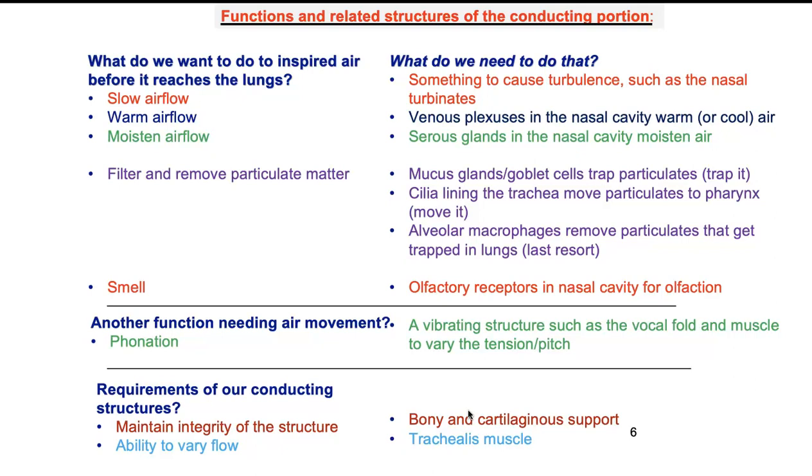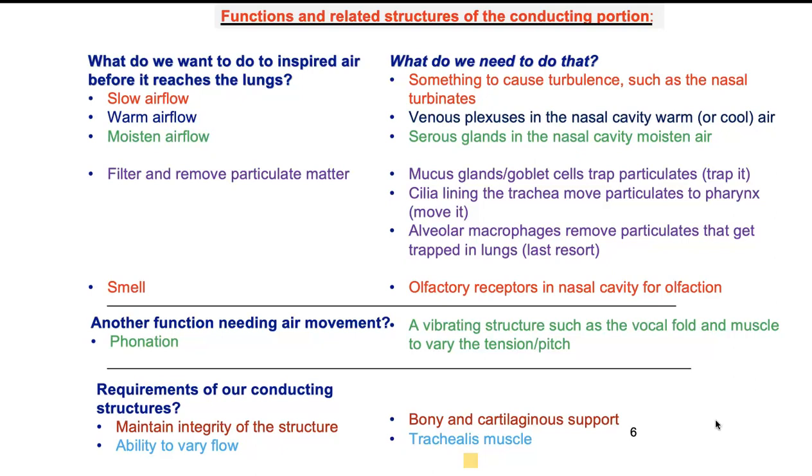And also you need to have support of the conducting structure, so you need bone and cartilage support, and also the trachea will play a role in the ability to vary flow of the air through the tracheal muscle, which is present in the trachea. So now let us take general information about the structure of the conducting system.